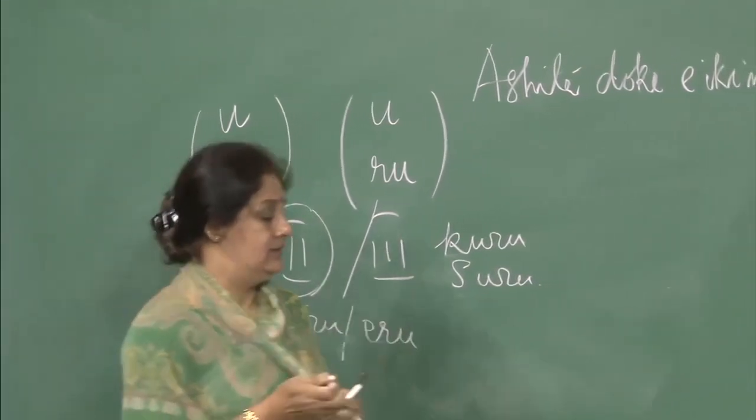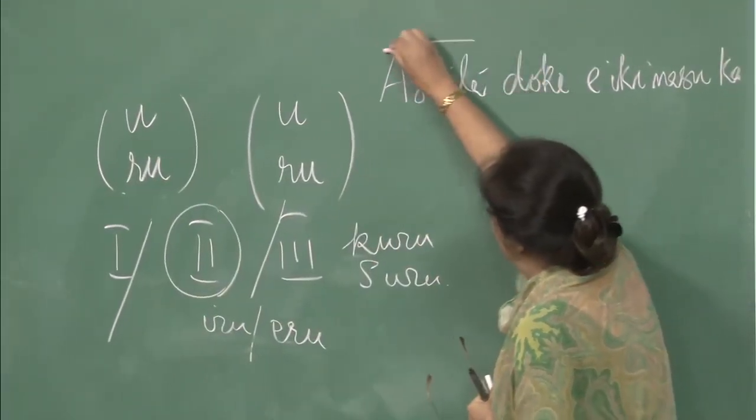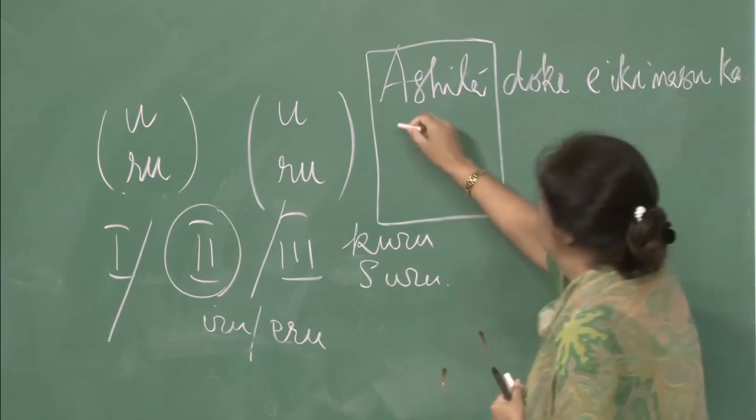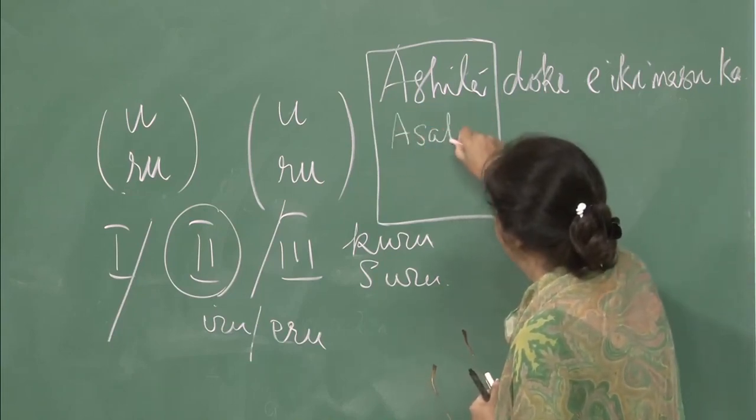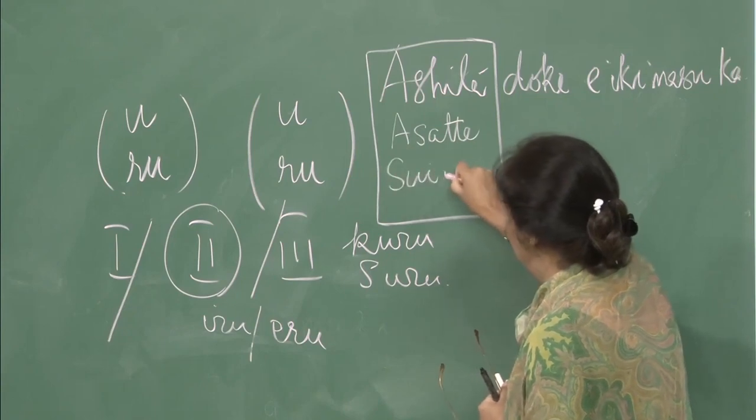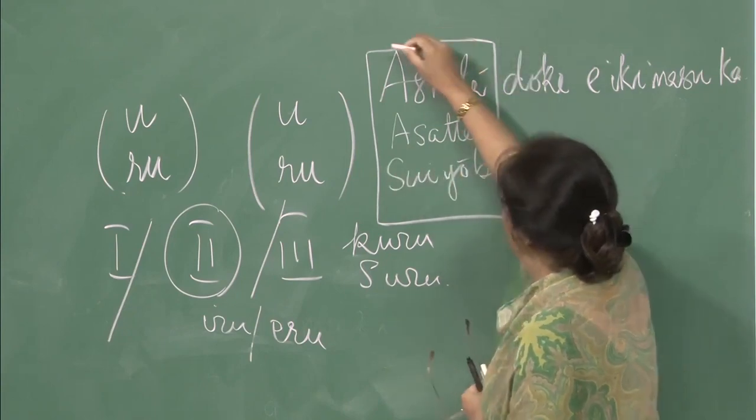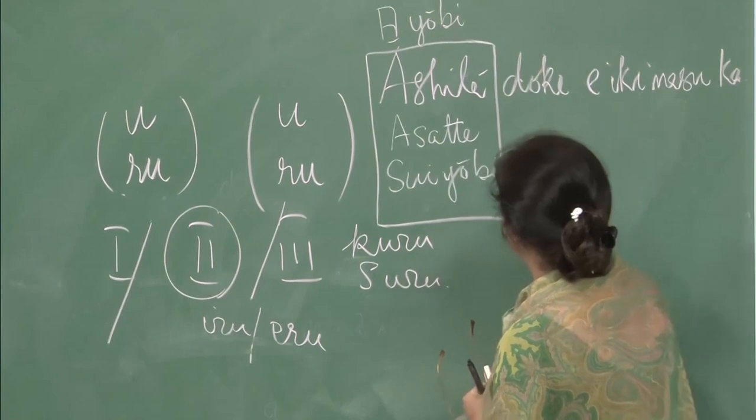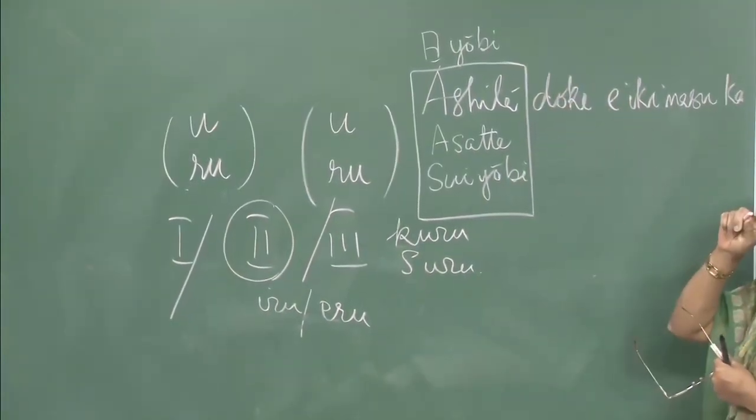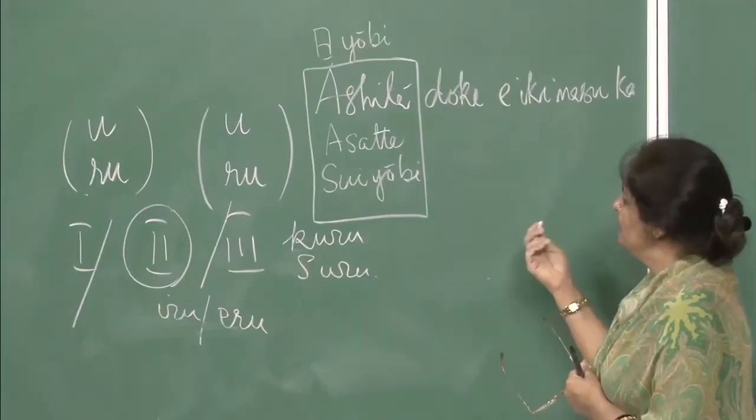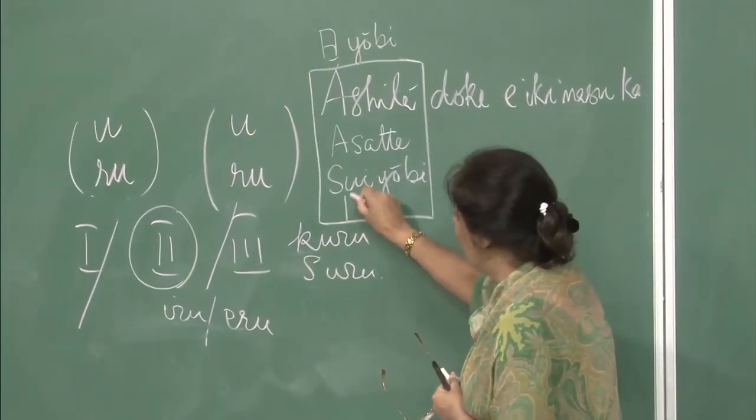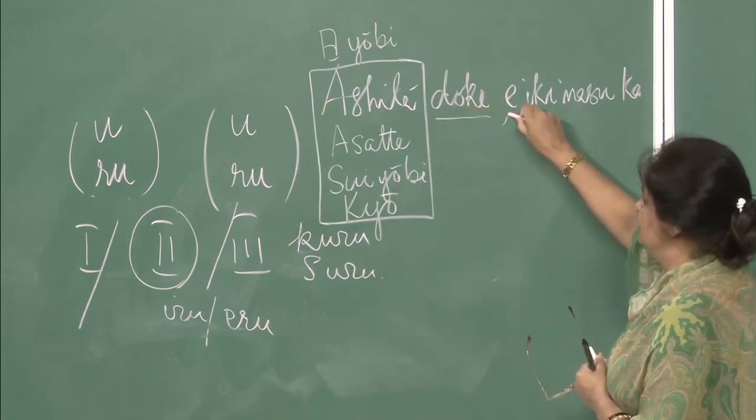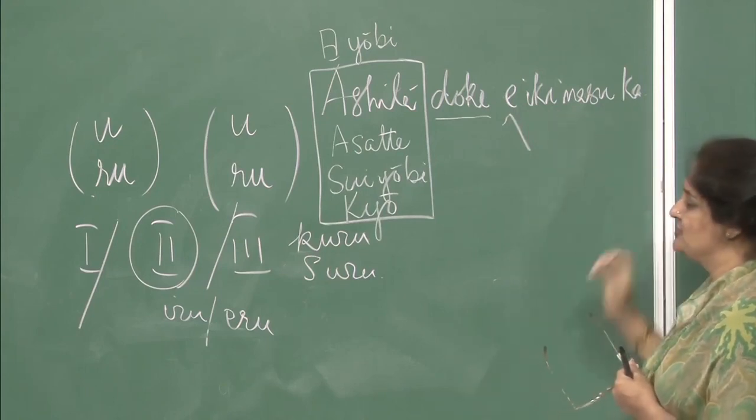So, you remember you did time expressions in your previous lesson. Asatte, suiyobi, nichiyobi. So, you could replace ashita with any of these: ashita, asatte, suiyobi, nichiyobi, kyo, any of these. Doko e ikimasu ka? Doko means where, e is of course movement in that direction, and ikimasu means to go.